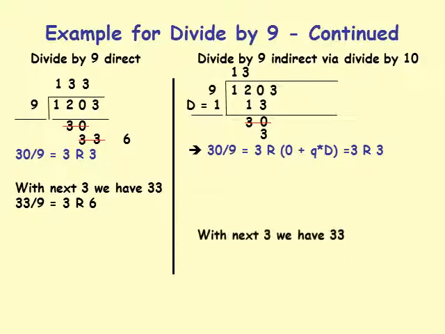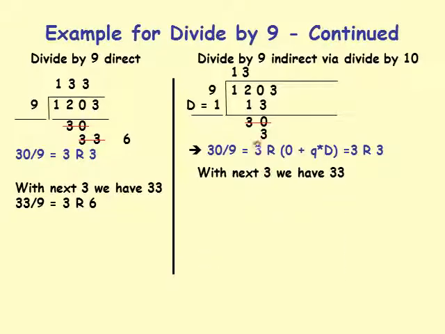Okay, let's continue here. Now I have 3 right here, and I'm going to append the next 3 from the dividend to it, making 33. Now I'm going to divide by 10. When I divide 33 by 10, I have 3, remainder 3. Let's see how we write that. We say 3 as a quotient, and this 3 is the remainder.